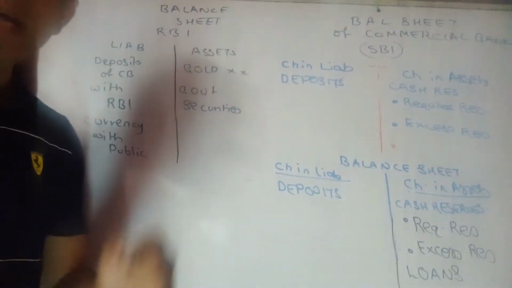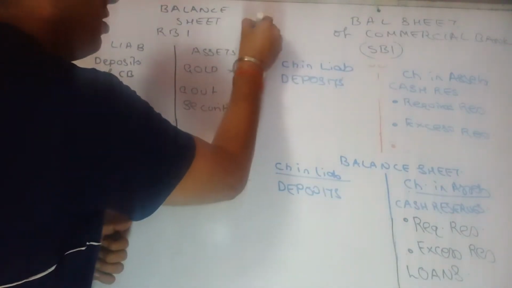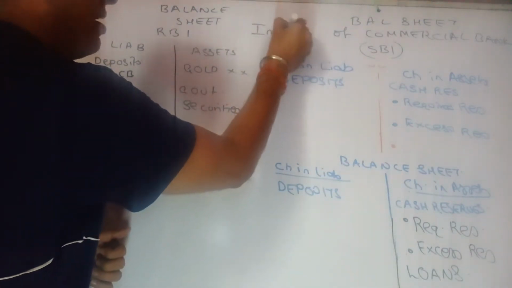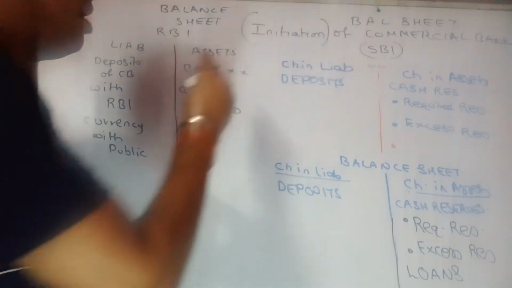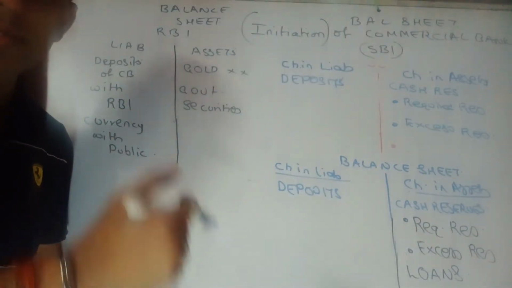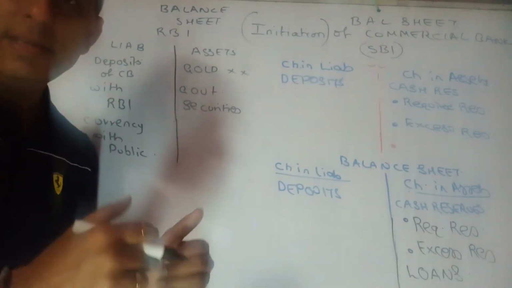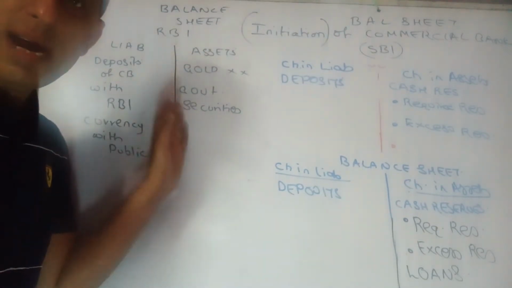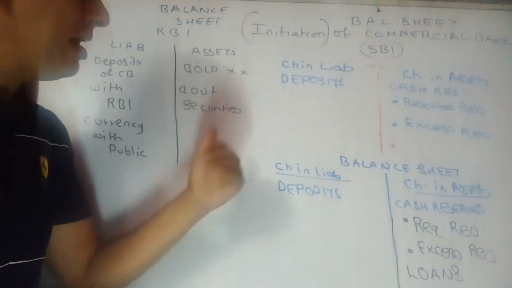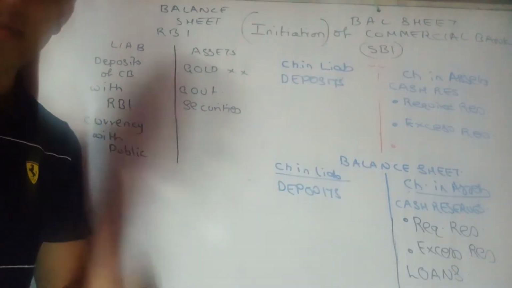Now, in this class, we will primarily concentrate on the initiation part of new money. That means how the new money is thrown into the economy by the central bank RBI, what impact it leaves on RBI's balance sheet, and how it will affect the balance sheet of the commercial banks. Clear? So now let's start.